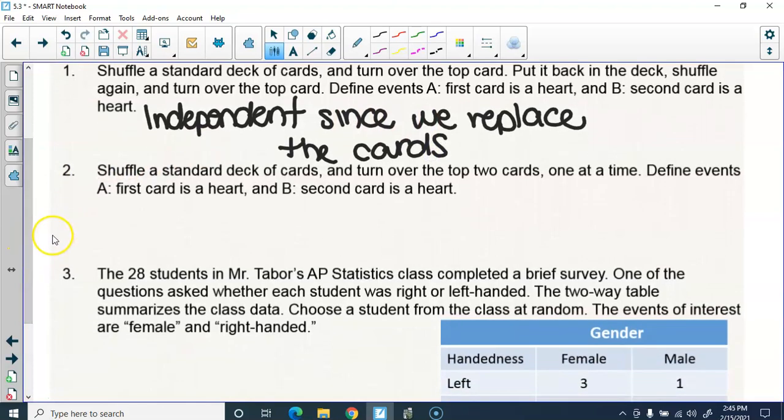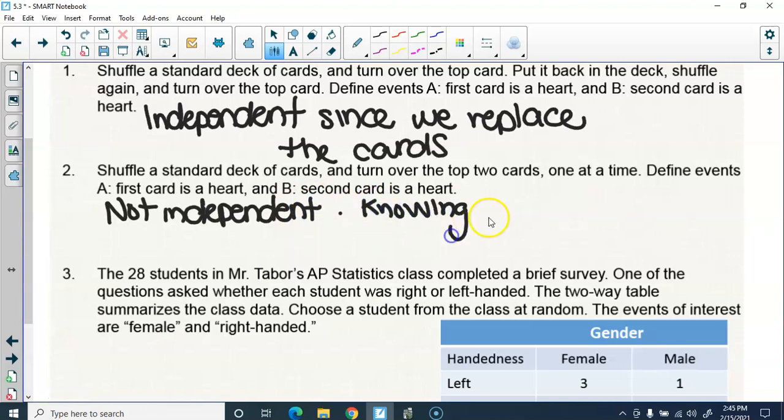Now, what if we shuffle a deck of cards and turn over the top two one at a time? That is not independent, because depending on what the first card is, the probability of the second one can change. Knowing the suit of the first.